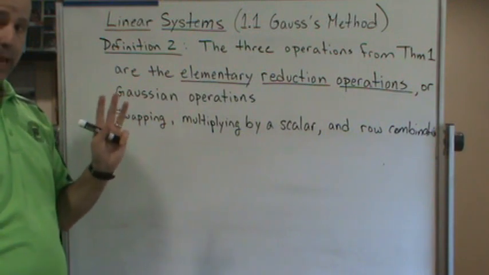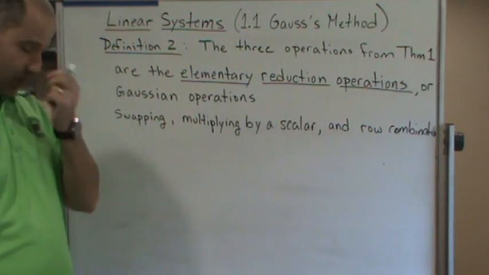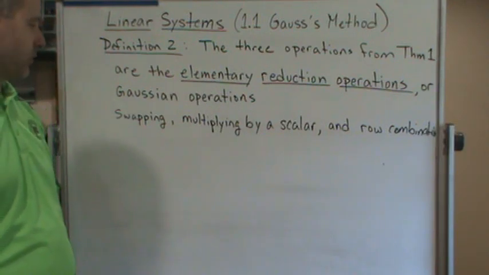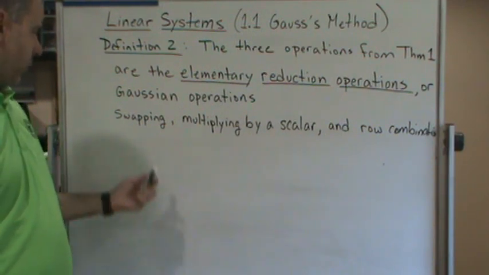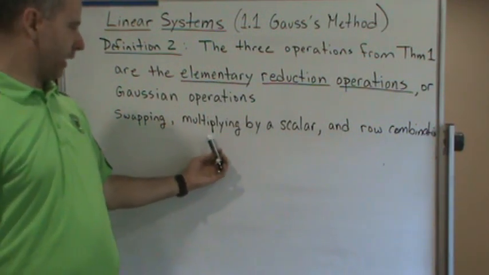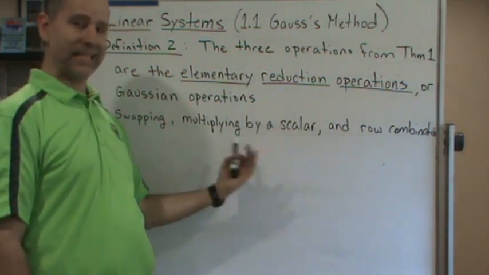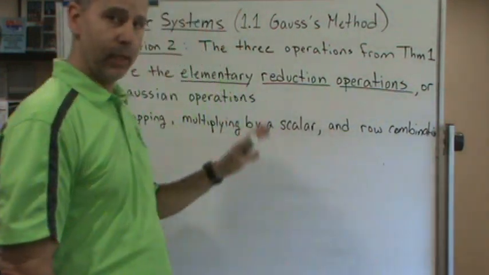Remember, these are the three operations that we can perform on any one row or multiple rows of a system of equations and not affect the solution set. So we can swap rows, we can multiply any row by a scalar, which we call rescaling, and also do row combinations, where we can combine rows.